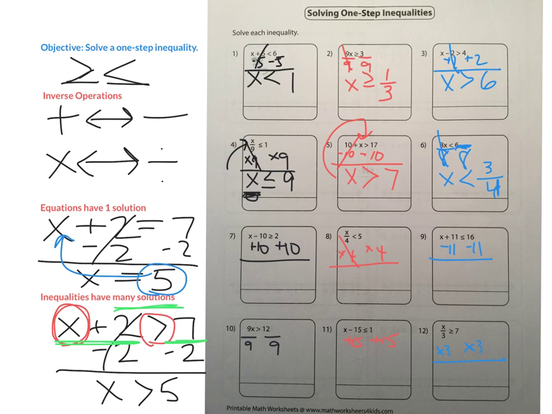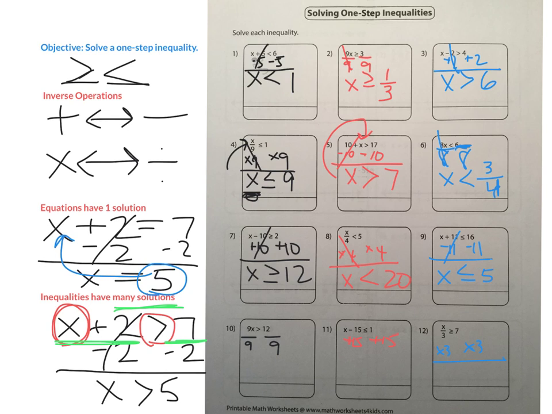Okay, checking these answers. Adding 10 to both sides, this will cancel, so x is anything greater than or equal to 12. In number 8, you should be multiplying by 4 on both sides, so x is anything less than 20. Question 9, subtracting 11 on both sides, that will cancel, so x is less than or equal to, oh, I'm sorry, you're subtracting here. I almost just added. Subtracting on both sides, you would just be left with 5.